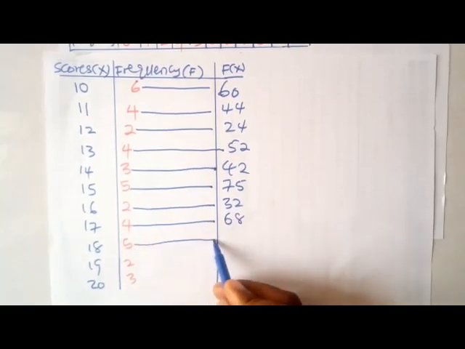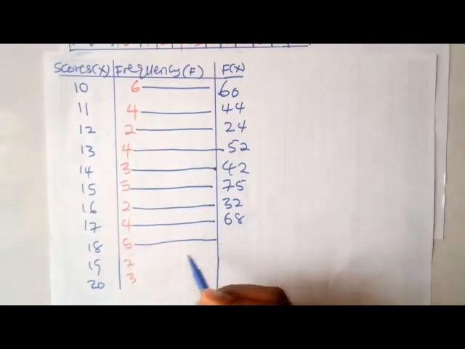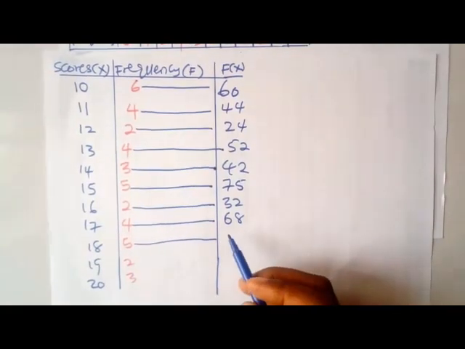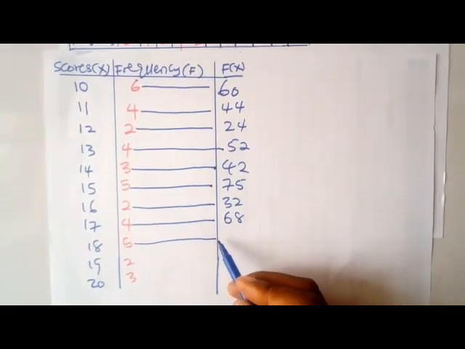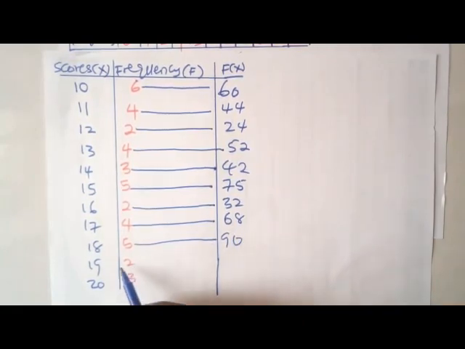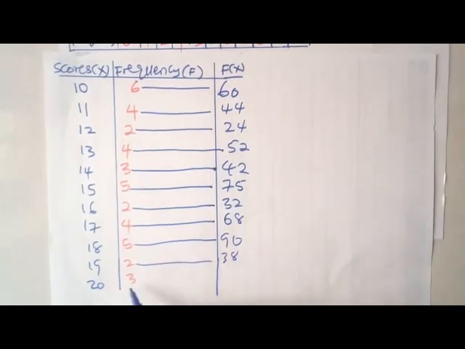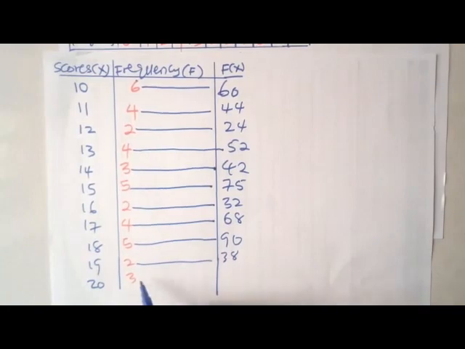And this line, they are not necessary. I'm just using it for a clear view. When you multiply 18 by 5, that is 90. And when you multiply 19 by 2, that is 38, right? And multiply 20 by 3, that is 60. Okay.